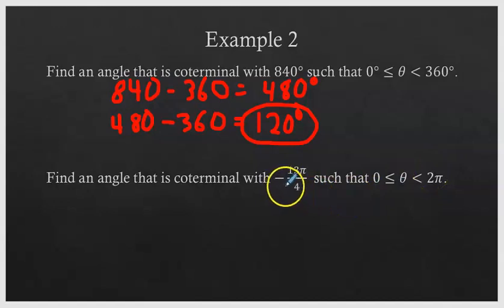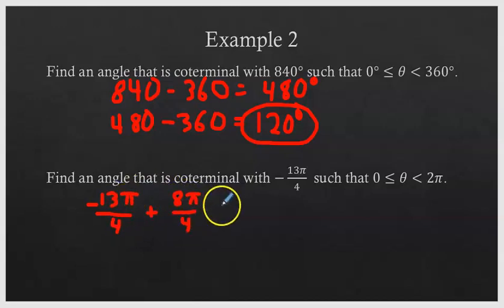Well, right now this angle is negative. So if it's a negative number, that means it's less than 0. It's too small if we drew this out on a number line. So what I need to do is take that negative 13 pi over 4, and if we want a bigger number, that means we need to add our 2 pi in this case. I'm going to write that with the common denominator: 8 over 4 is equal to 2 pi. So if I add these two numbers together, I get negative 5 pi over 4.